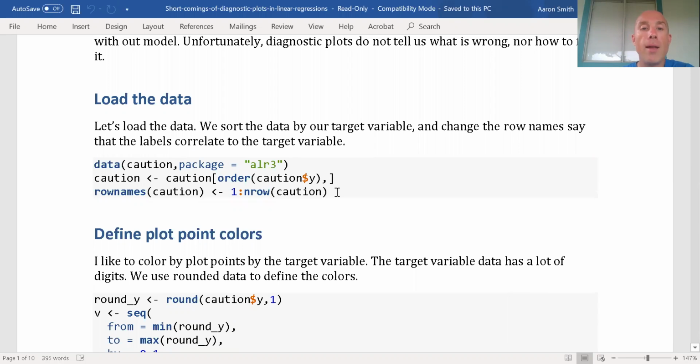And then I'm going to label the rows by the row number after I've sorted. This enables me, when I go through the diagnostic plots and it starts flagging points, to see whether they look like the low target variable values, the high target variable values, or the middle. I might be able to spot another issue going on because I've set up a more organized data set.